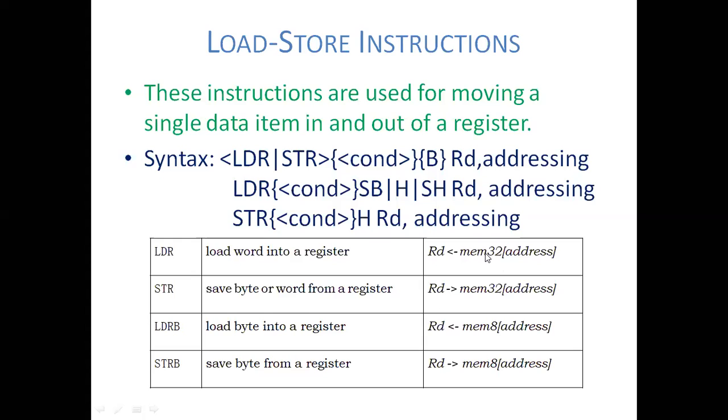So it is move from memory into a destination register. And here, it is moved from a destination register to a memory location. And this one, 32-bit, in the sense that a 32-bit value will be loaded from a given address in memory into a register. And here, a 32-bit value will be moved from a destination register into a given address.